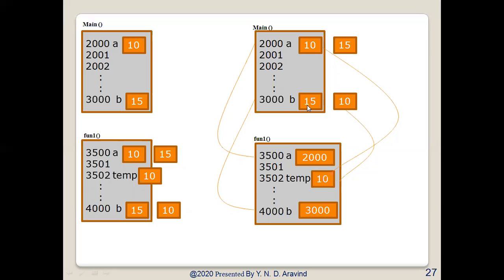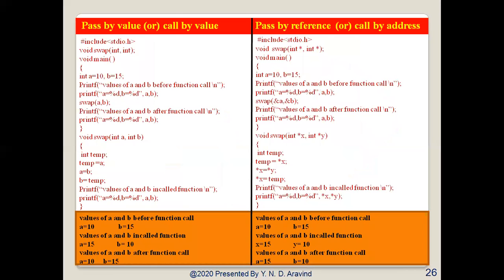So here I have passed this. Sorry, here it is X and Y. The names are X and Y. So in this fashion, we are going to use call by value and call by address.